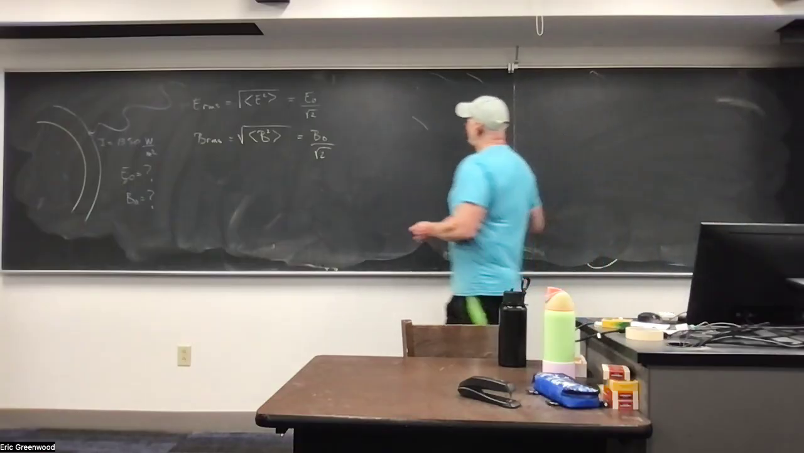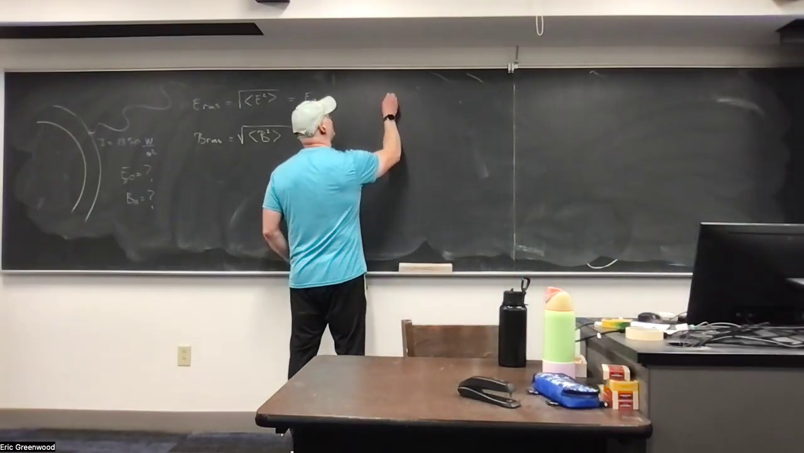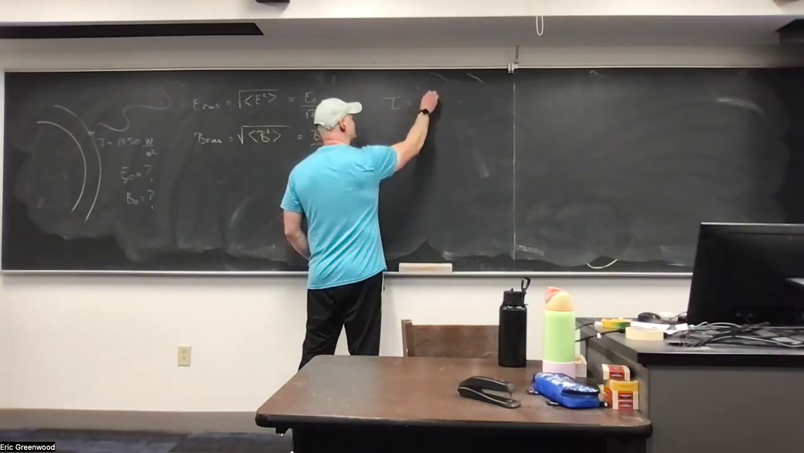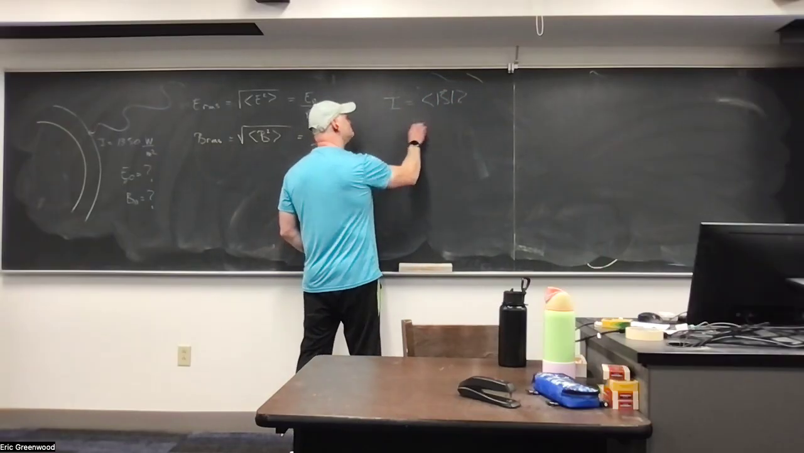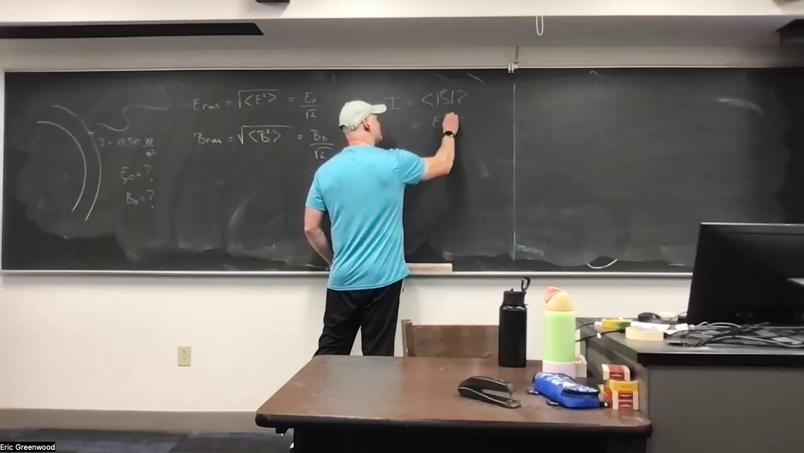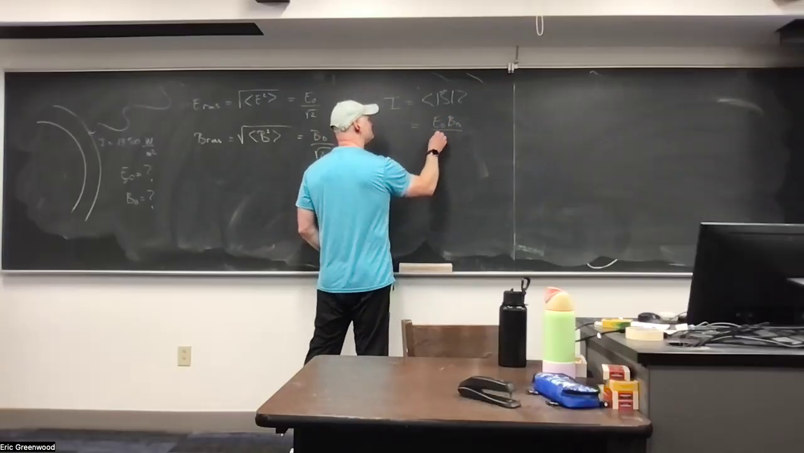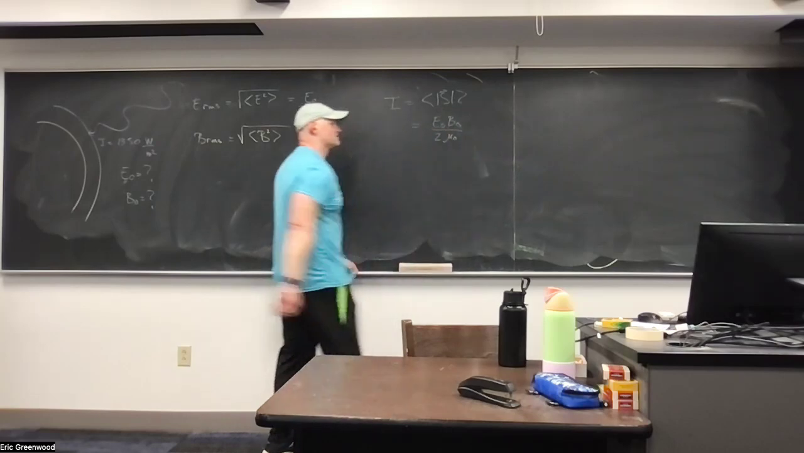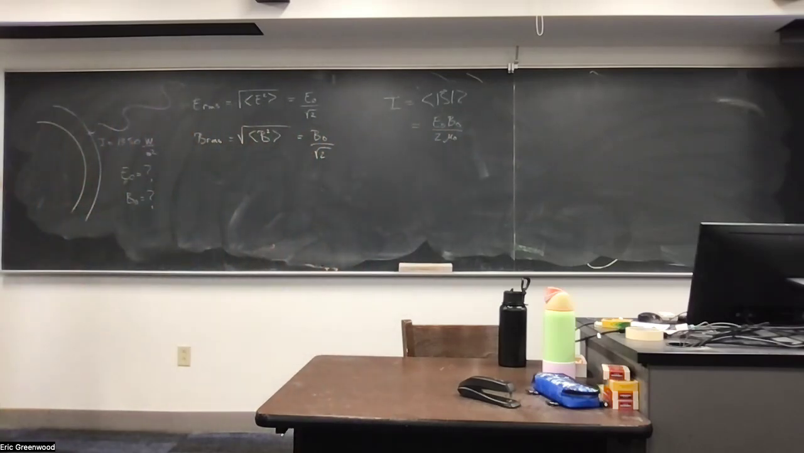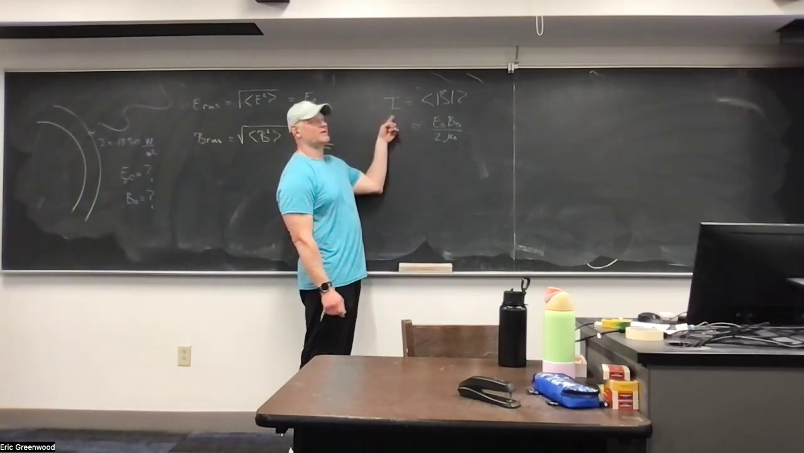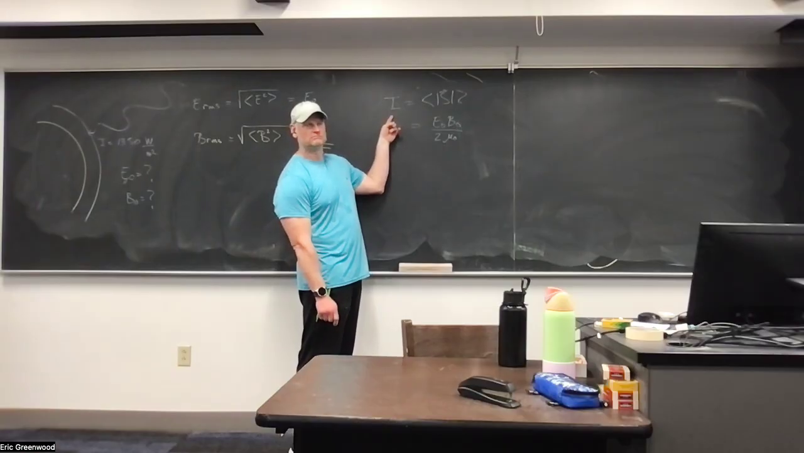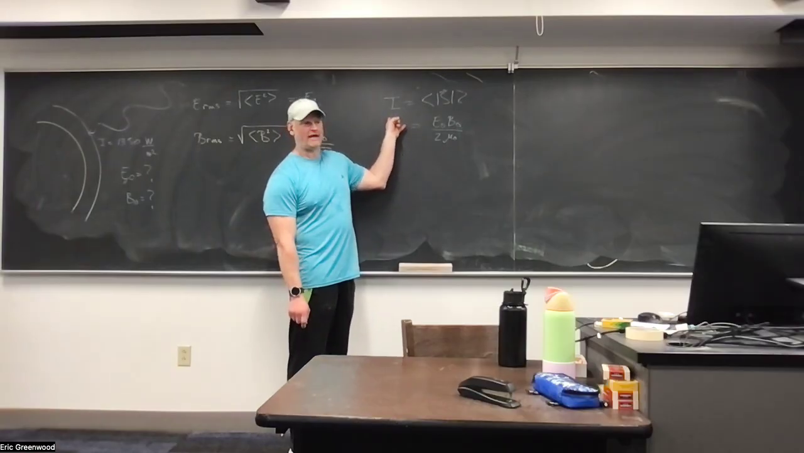So what do we know? We now know that the intensity is equal to the time average of the magnitude of the Poynting vector, which is the same thing as the amplitude of the electric field times the amplitude of the magnetic field divided by twice mu naught. Okay? Now, from here, we have what? 2 unknowns with 1 equation. We can't solve that, right?